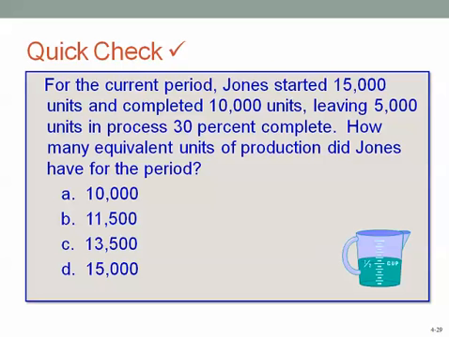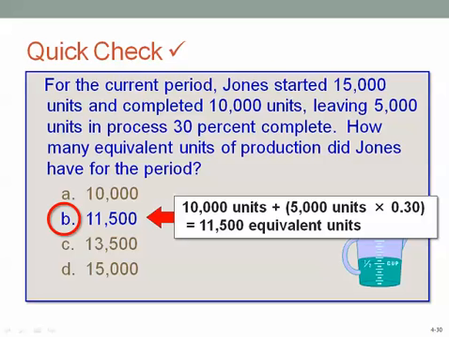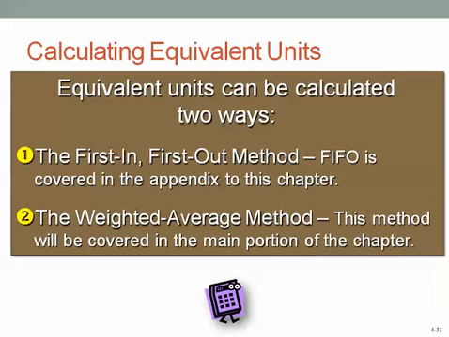First, recall that any units that were transferred out, that would be the 10,000 units, have to be 100% complete. Then consider, of those remaining 5,000 units, what's the stage of completion and what would be the equivalent units of production? We can see that we would have 11,500 equivalent units of production. The 10,000 fully completed units that we transferred out, plus 5,000 times the 30% for another 1,500 equivalent units in ending work in process. Our equivalent units can be calculated one of two ways.